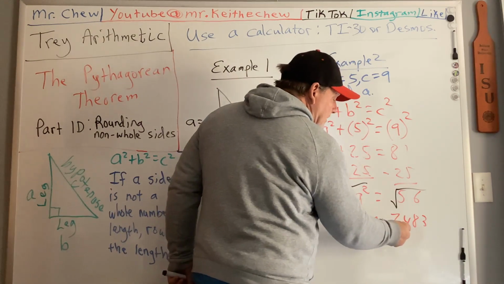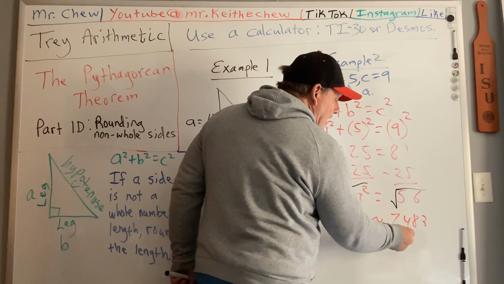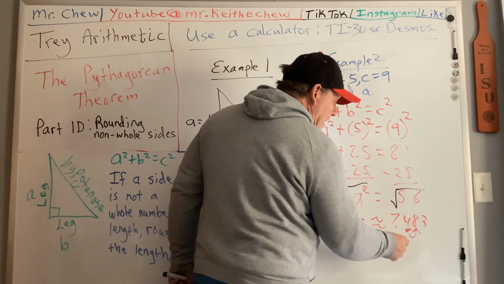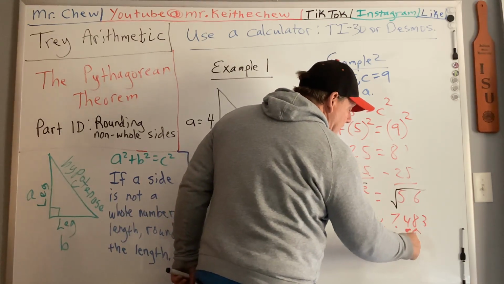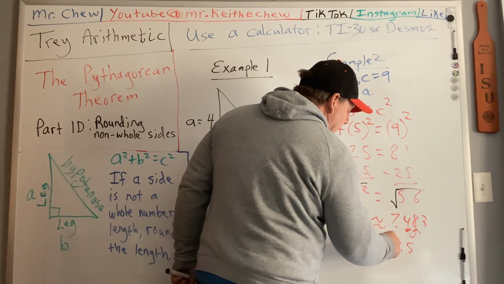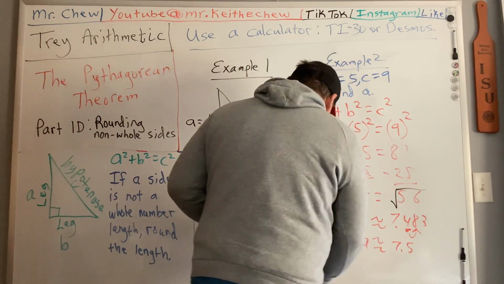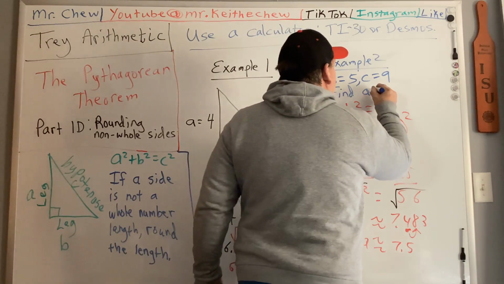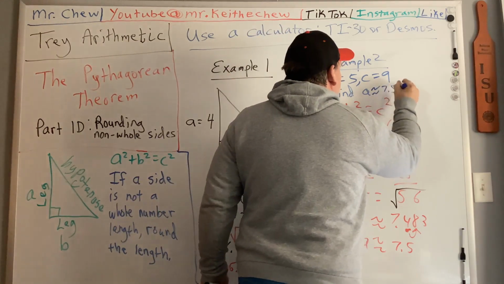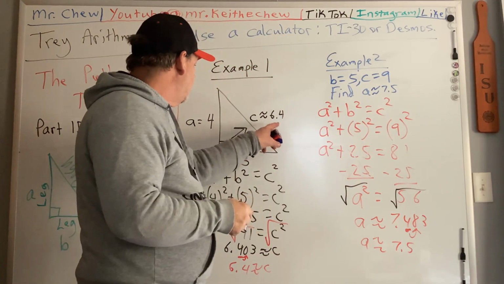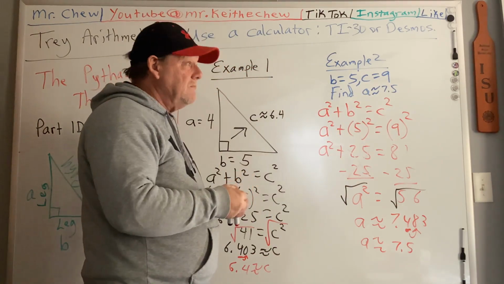Now if we're rounding to the nearest tenth, I underline what I'm rounding to. I look to the right. 8 is 5 or above, which means I bump that up to 7.5. So A would equal 7.5, and it's about that. And remember, it has to be smaller than 9. In this case, 9 would be the longest side, and it is.